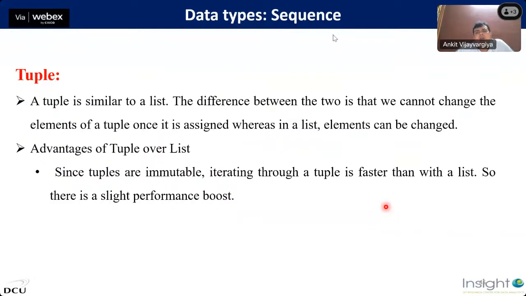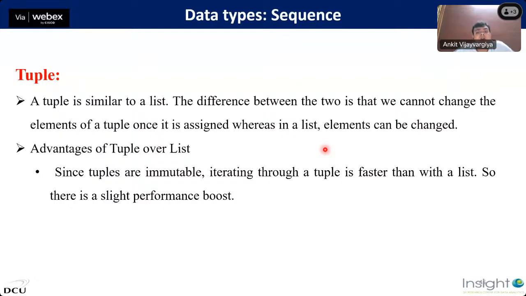Next data type is the tuple. So basically tuple is similar to the list, but what is the difference between the list and tuple? The difference is that we cannot change the element in the tuple. We can change the element during the runtime in a list, but in a tuple we cannot change the value of the tuple. So what is the advantage of this?